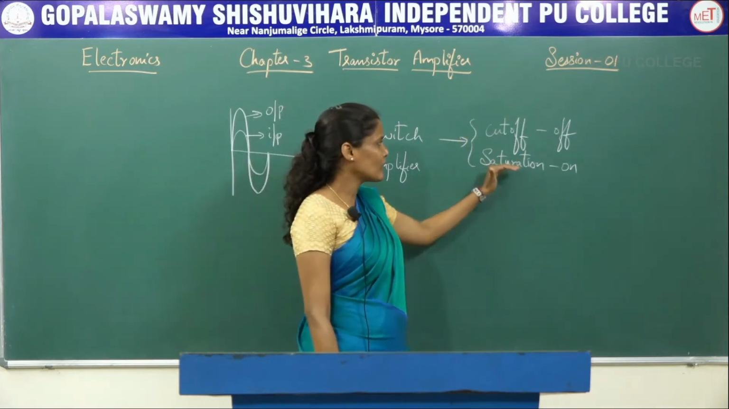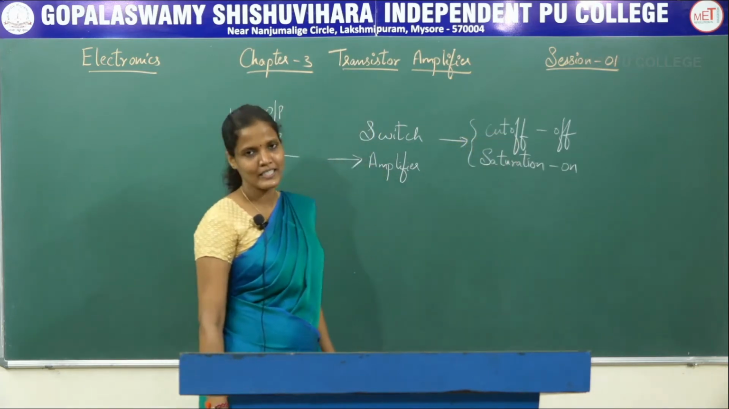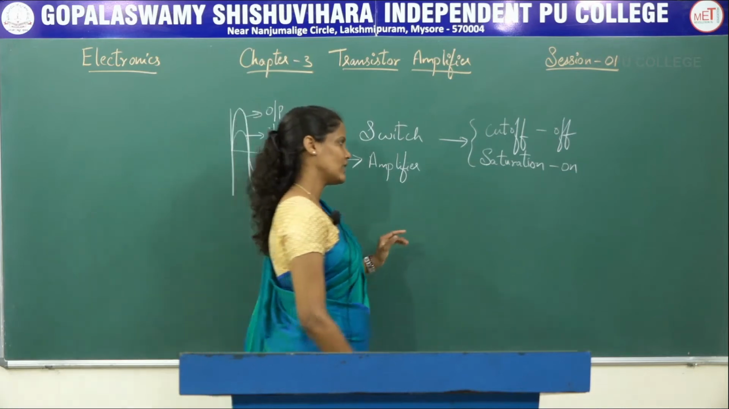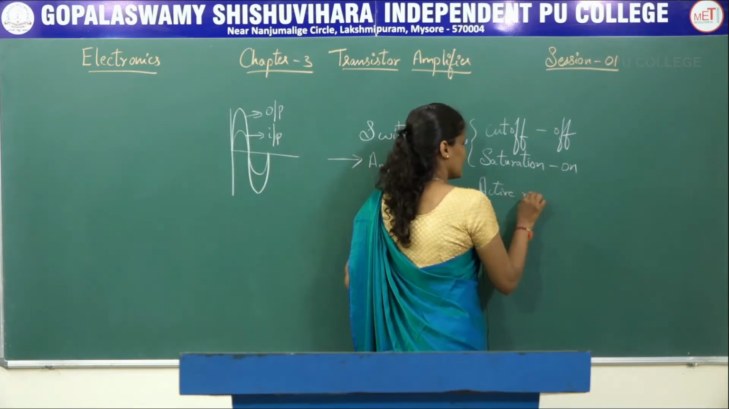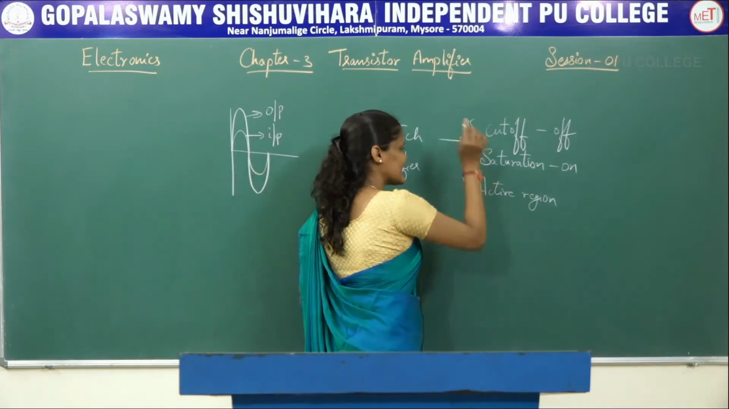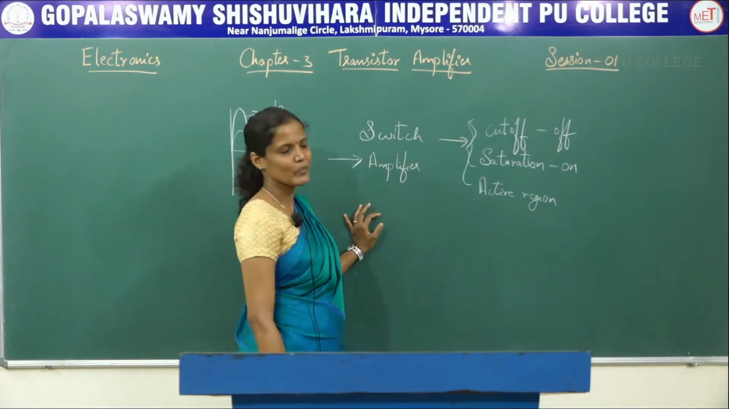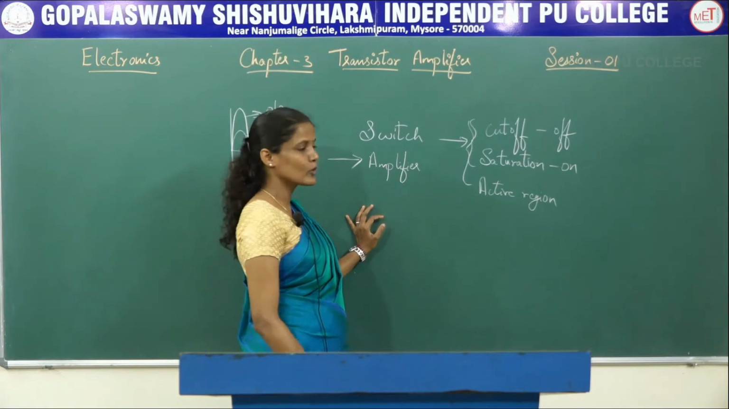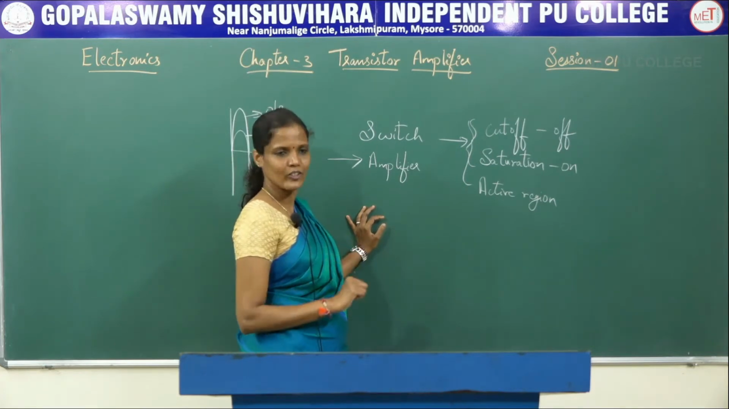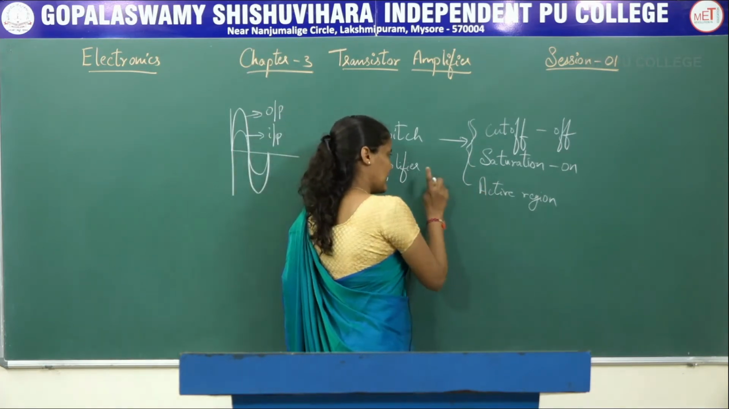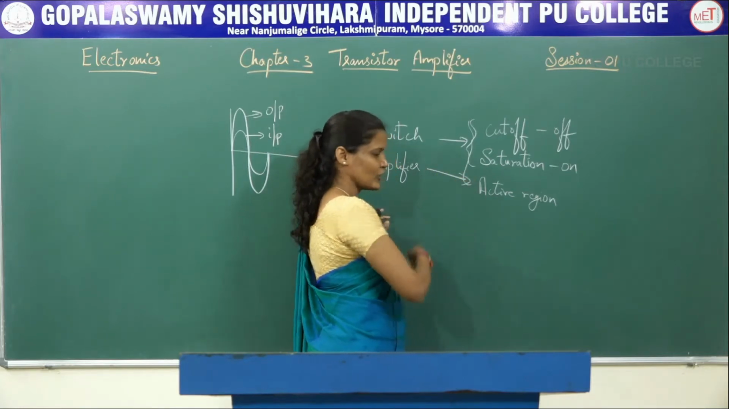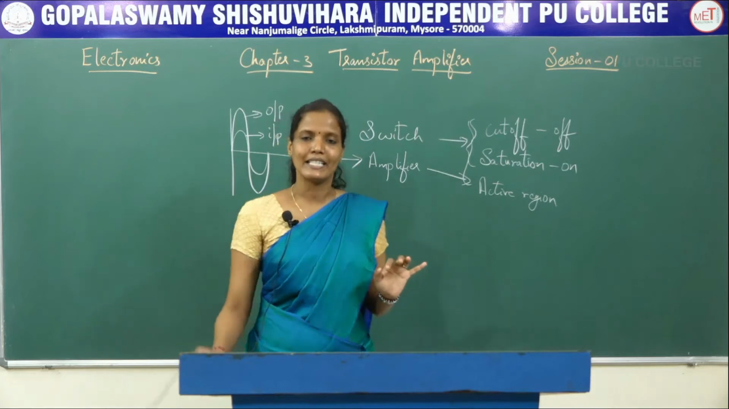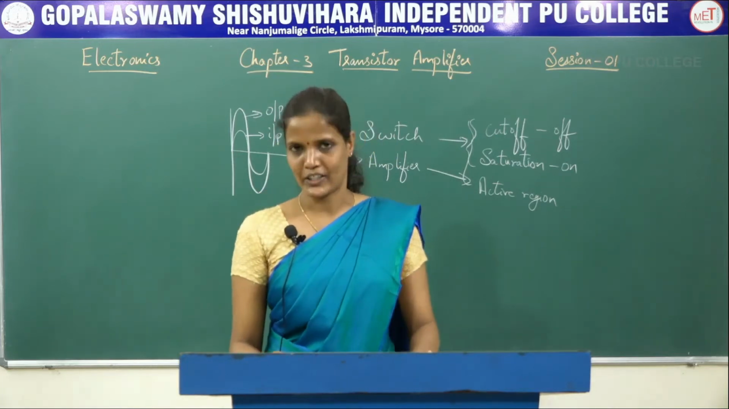Apart from these two regions of a transistor, there is another region called the active region. We have already discussed all three regions of a transistor in the second chapter, that is transistor biasing. Also, we discussed the quiescent point or the Q point. If I want our transistor to work as an amplifier, we have to make sure that the Q point is exactly at the center of the active region.